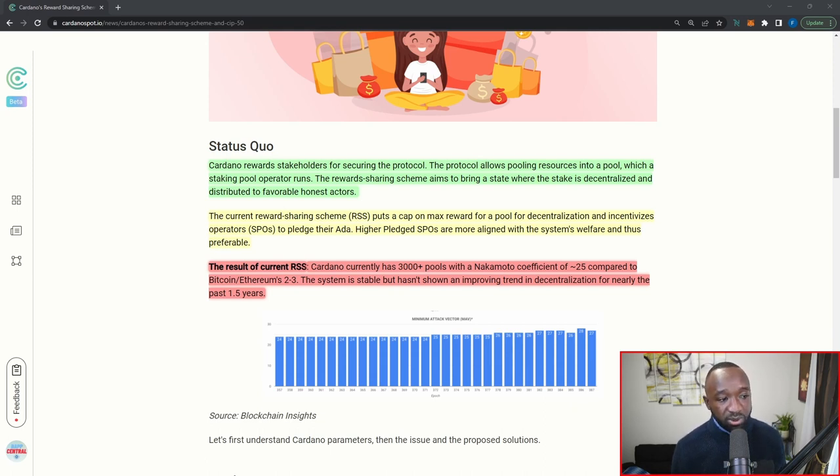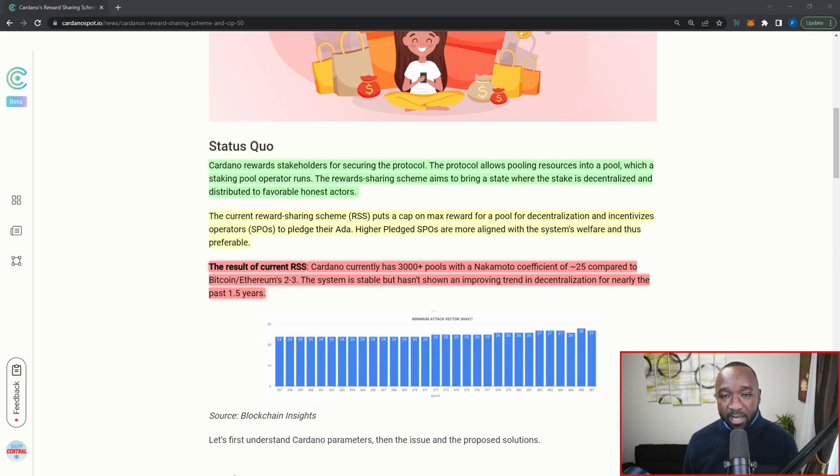Moving down into the result of the current RSS, or the current reward sharing scheme, Cardano currently has 3,000 plus stake pools with a Nakamoto coefficient of 25 compared to Bitcoin and Ethereum's 2 and 3. The system is stable, but hasn't shown an improving trend in decentralization for nearly a year and a half. So this means that while Cardano is quite a bit more decentralized than Bitcoin and Ethereum, we are getting to a point now where that decentralization effort does seem to be a little stagnated.